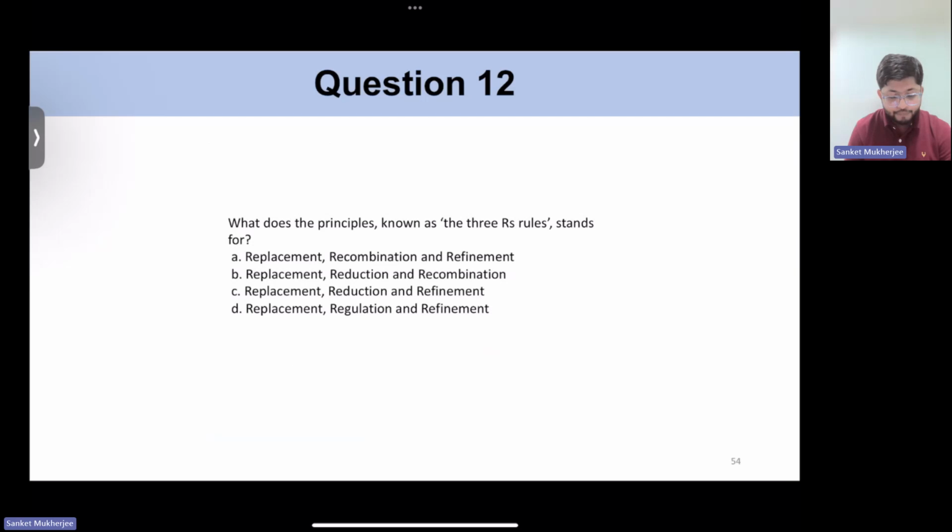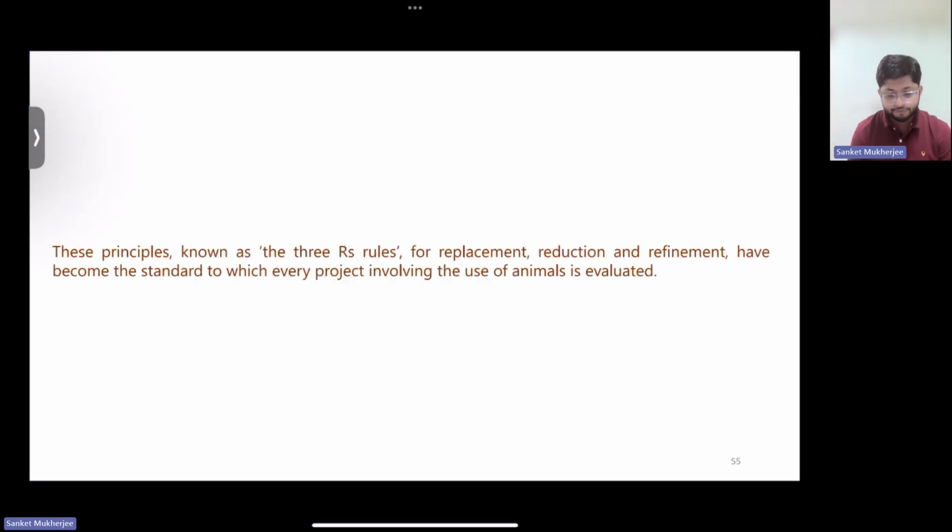What does the principle known as the three R's rule stand for? Is it replacement, recombination, and refinement; replacement, reduction, and recombination; replacement, reduction, and refinement; or replacement, regulation, and refinement? So the three R's stand for replacement, reduction, and refinement. So that's option C. It has become a standard by which every project involving the use of animals is evaluated. So whether these animal models can be replaced, whether they can be reduced in number, or refined.